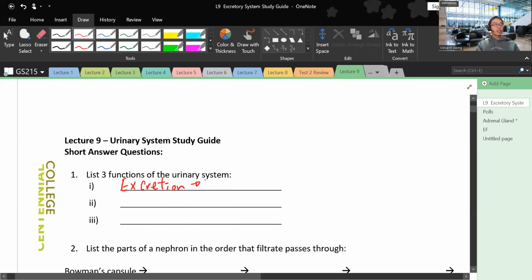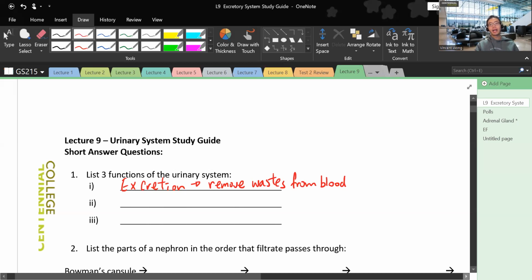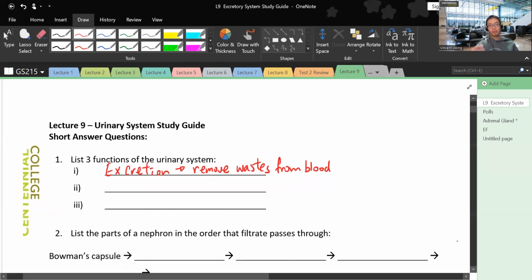Okay, so excretion, which means remove wastes from blood. There's a lot of waste product in the blood, right? A lot of stuff that we want to get rid of. Things like urea, there are metabolic wastes, right? And all these things are not good if they build up to a high level in the blood. So we want to get rid of it. But first we must extract them from the blood.